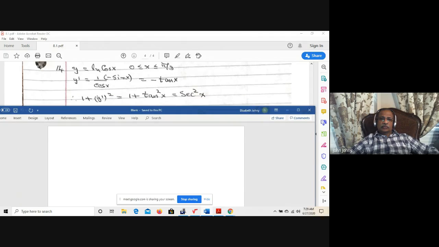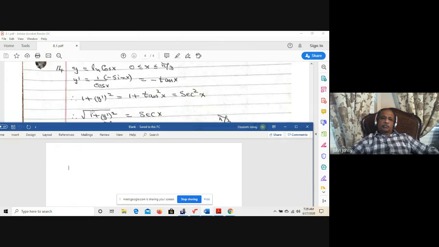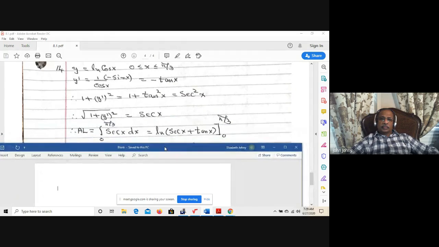And so 1 plus y prime, the whole square, is 1 plus tan square x. Recall a trig identity: 1 plus tan square x is secant square x. So the square root of 1 plus y prime the whole square is secant x. Therefore, the arc length is the integral from 0 to pi over 3 of secant x dx.